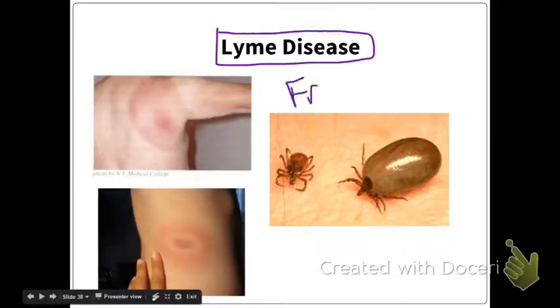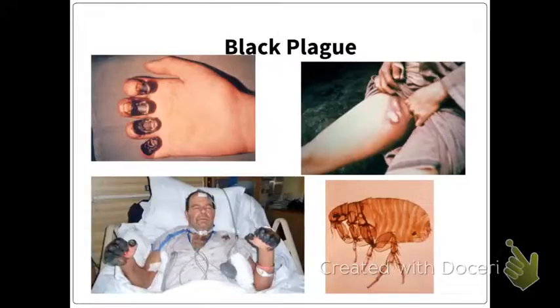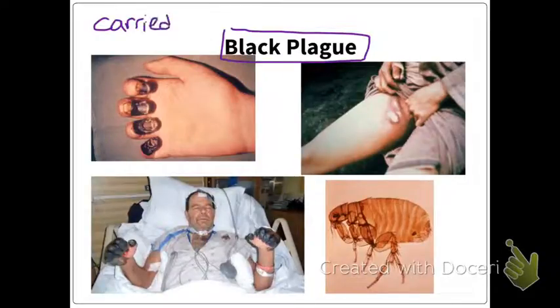Lyme disease is another example. Lyme disease is carried by ticks, and this is actually a bacterial disease. Black plague is another one. Black plague is carried by fleas, and this is just a bacterial infection that causes some death to the skin cells, so that anytime you see that black tissue, that's tissue dying, so that's obviously not good.